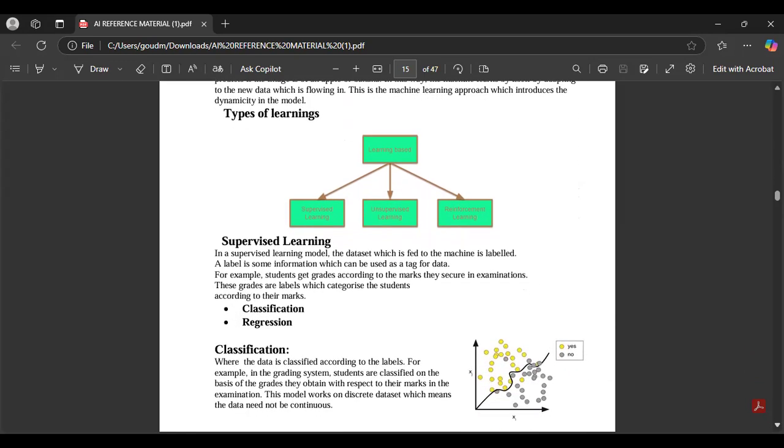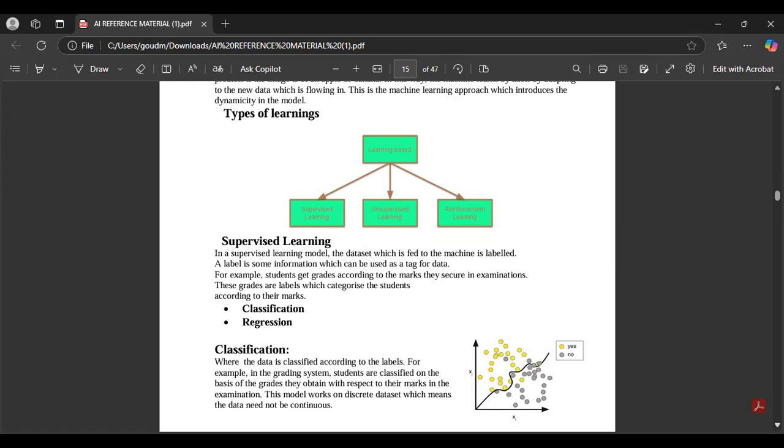Next, this learning based approach is divided into 3 types. Very important, children. Supervised learning, unsupervised learning, reinforcement learning. Last year, one question was there on the scenario based. They asked from supervised learning, right? So please concentrate on this, children. Supervised learning, unsupervised learning, reinforcement learning.